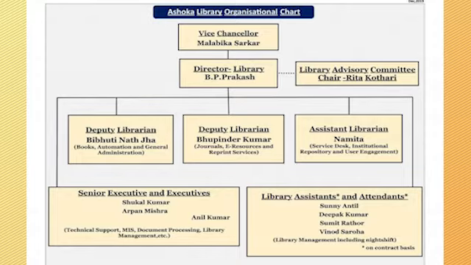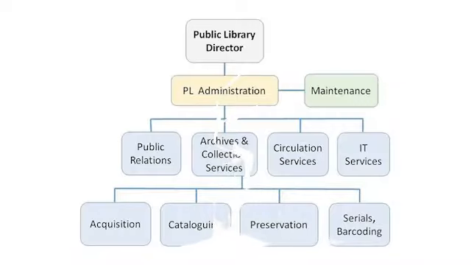Under the director library, you have three major divisions. Two deputy librarians are there, an assistant librarian is there, and there are senior executives and executives also, and there are library assistants and attendants also. If you see the previous organization structure and this organization, one can easily make out, depending upon the scale of the library, the number of staff, the number of divisions, the number of units which are broken down. This is a typical example of an academic library, a small university library.